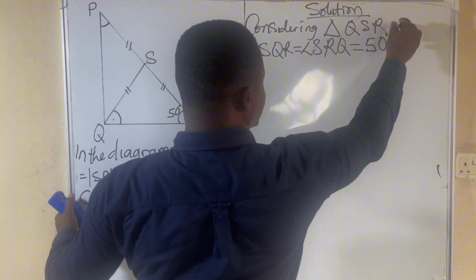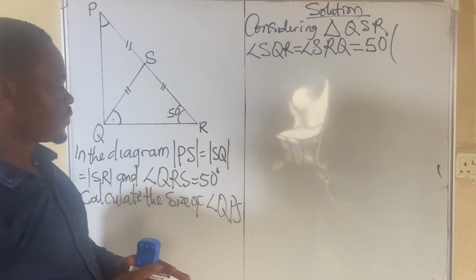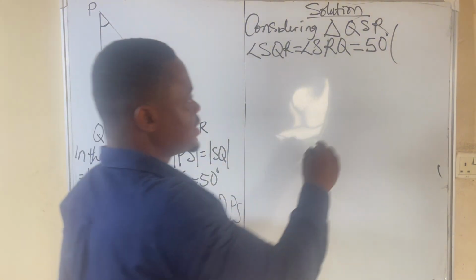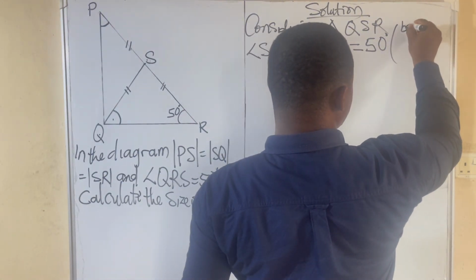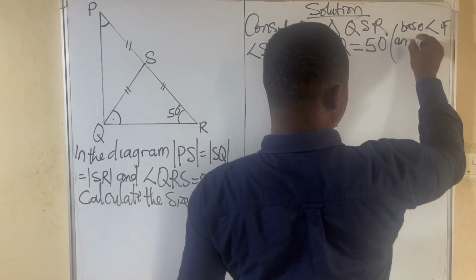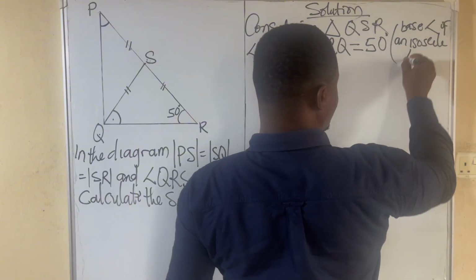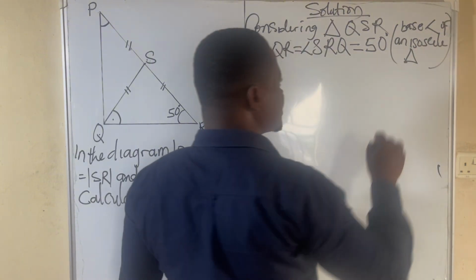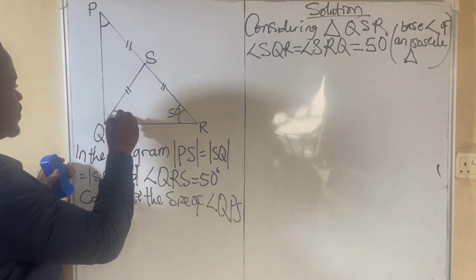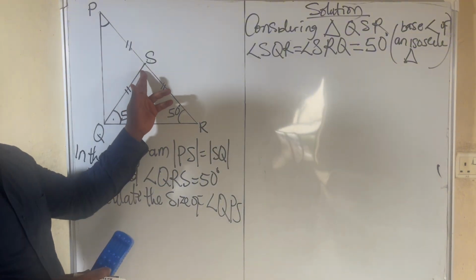The reason is that they are the base angles of an isosceles triangle. The base angles of an isosceles triangle are equal. So that is why it is 50 degrees. So here is 50. Now, this means we can easily get this other angle.